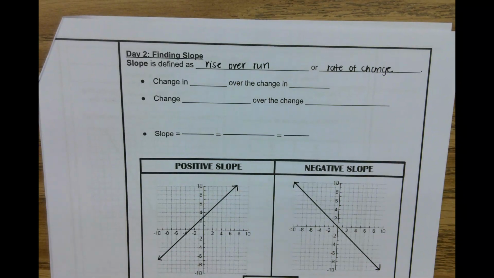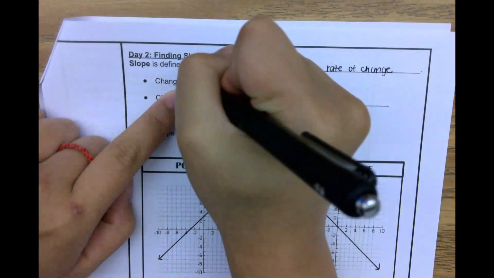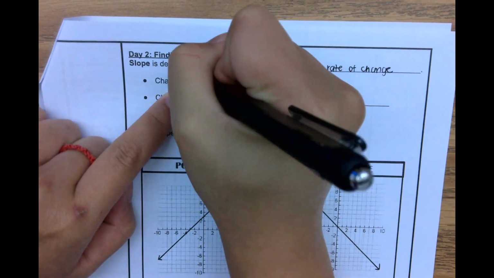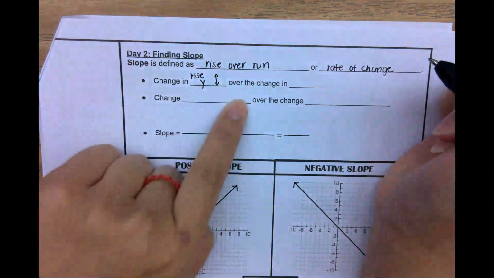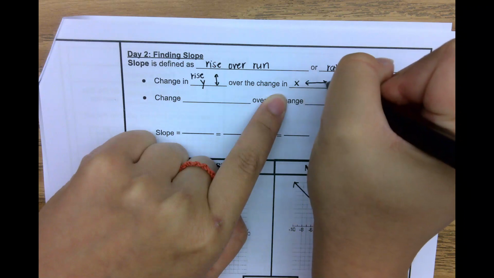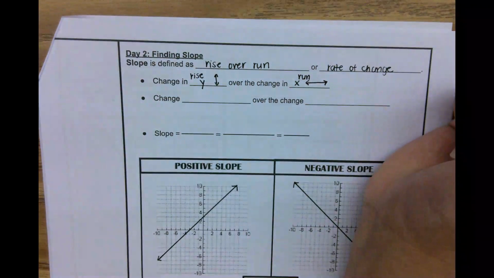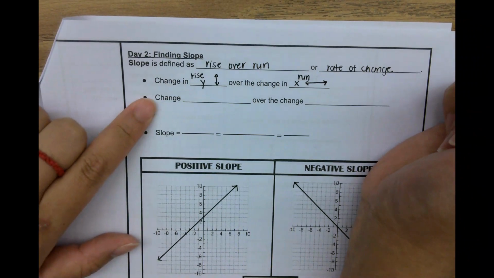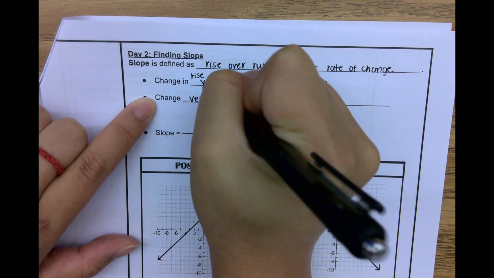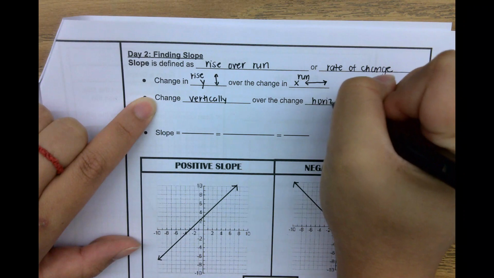So what does it mean, rise over run? It means that it's the change in our y values, right? And since our y values go up and down, that is the rise part, over the change in our x values, right? And x values go left to right, and so that is our run part of the rise over run. Another way to think about it is our change vertically over our change horizontally.